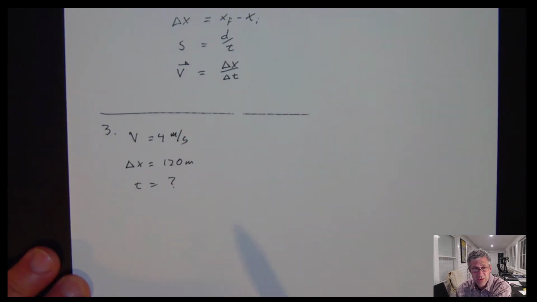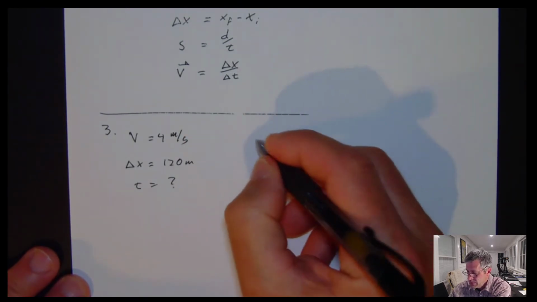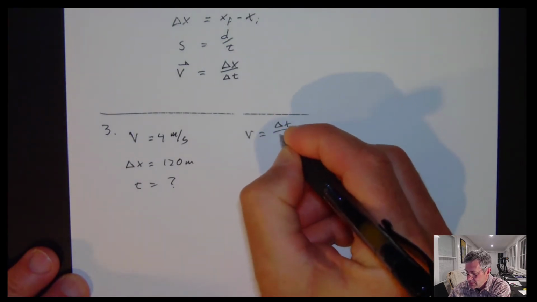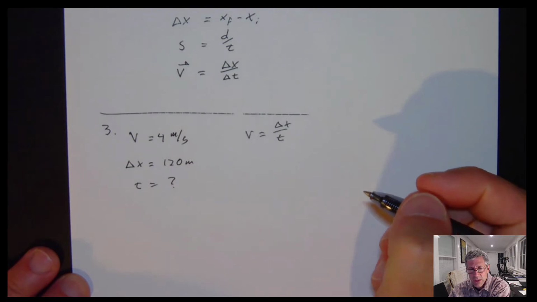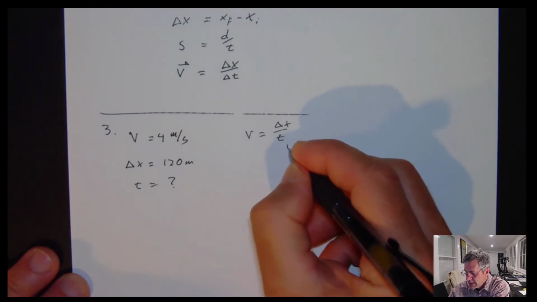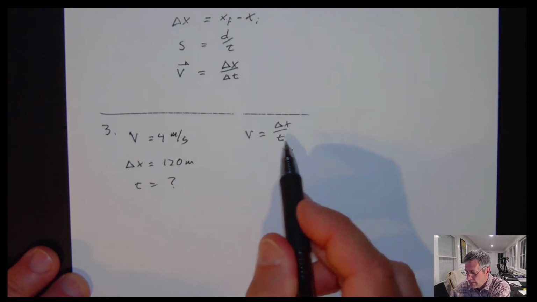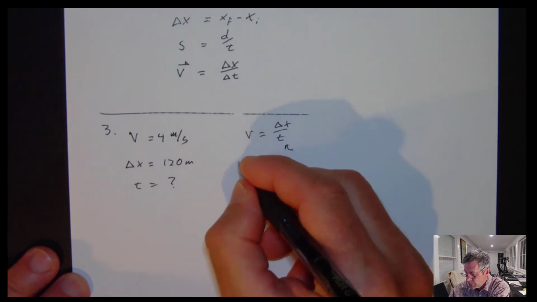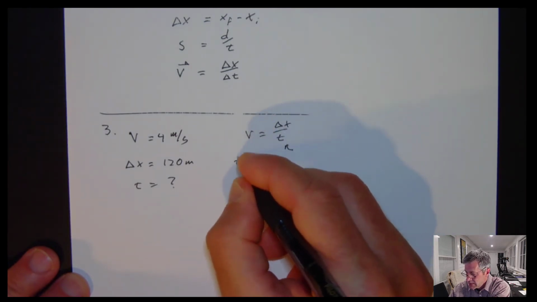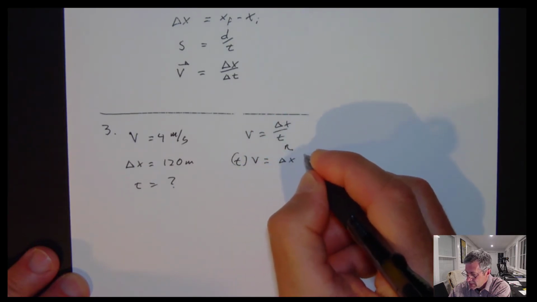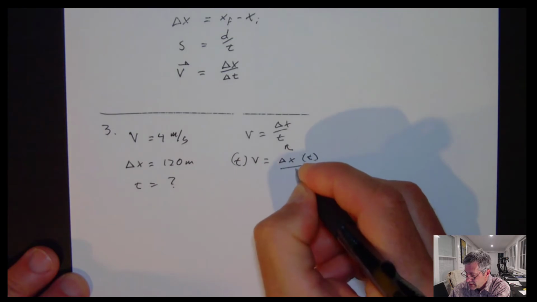So this is my velocity equation. What I'm going to ask you to do is to write down the velocity equation, which is delta x over delta t. I'm just going to use t. I'm going to solve for time. So how am I going to do this? I'm going to be careful about it. I'm going to multiply both sides by time. So I'm going to have time times velocity is going to be delta x times time divided by time.